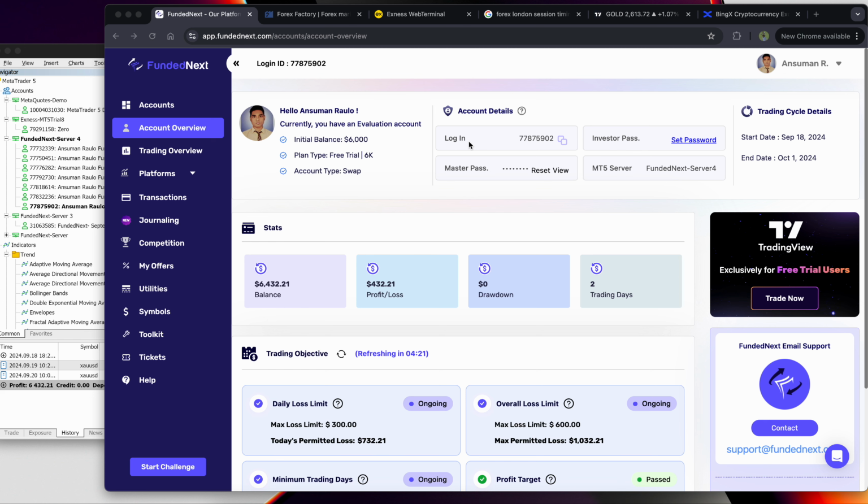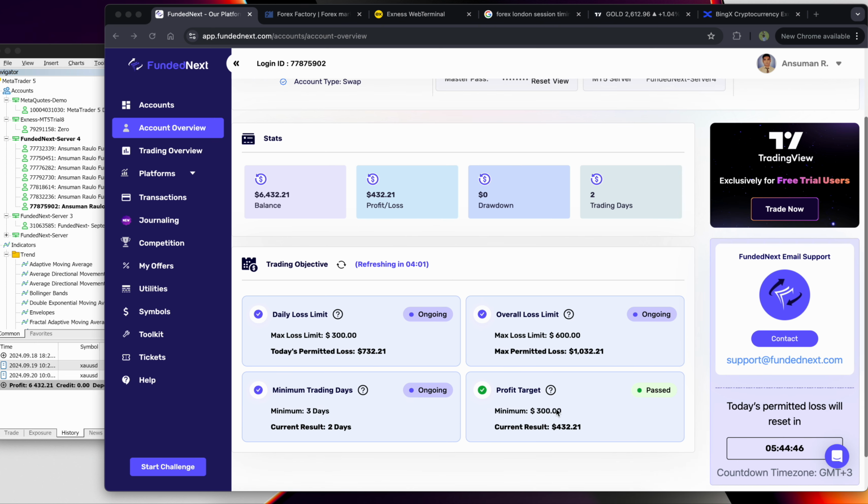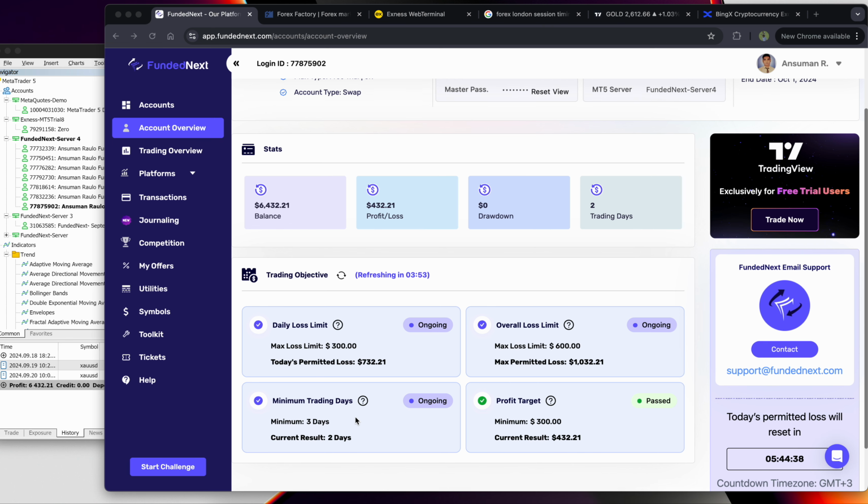Today I'm going to tell you about a single trade, okay, a single trade due to which I've passed my funded account. I just took this trial funded account yesterday, and on my first trade only I passed the funded account. As you can see here, I had already reached my profit target, but only the minimum trading days limit has to be reached, and it is easy.